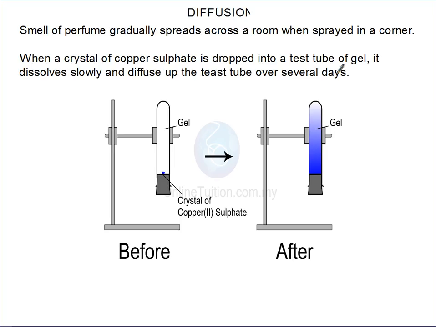Now, diffusion is just the movement of particles or molecules from a region where they are highly concentrated to a region where they are lowly concentrated. Now, let's look at this diagram I have here. Over here, we have our copper 2 sulfate crystal. Although it is very small, this is the region where it is highly concentrated, compared to this other end.